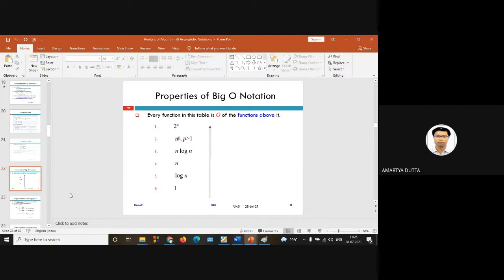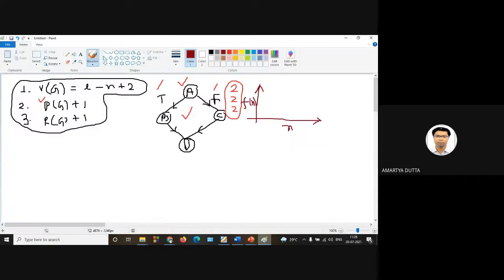Okay, so we already know that there are three notations for asymptotic analysis, three asymptotic notations for finding the time complexity of an algorithm. That is big O, big omega, and big theta. Okay, big O, big omega, and big theta. So what is big O?